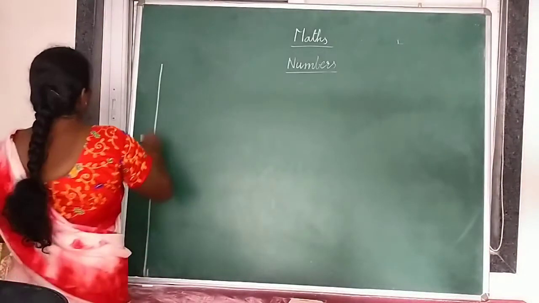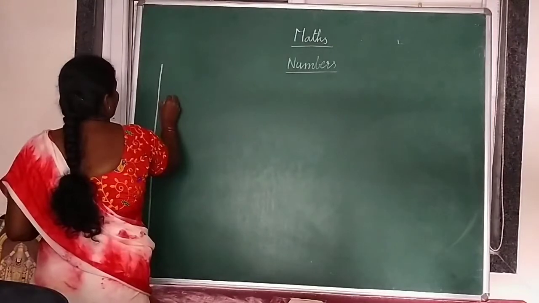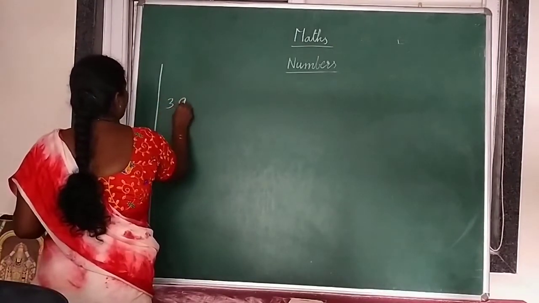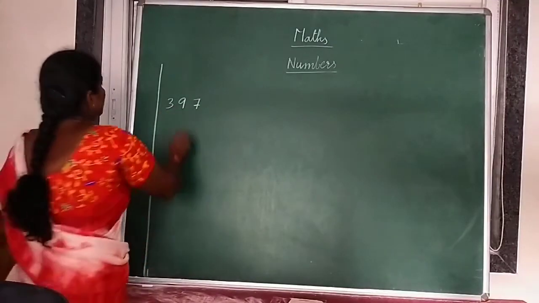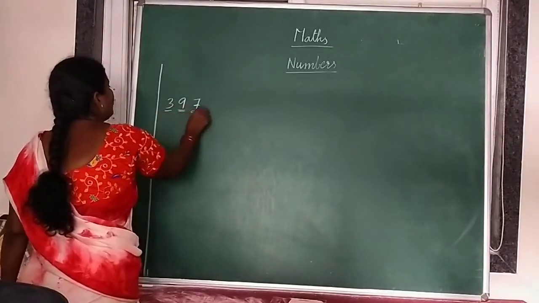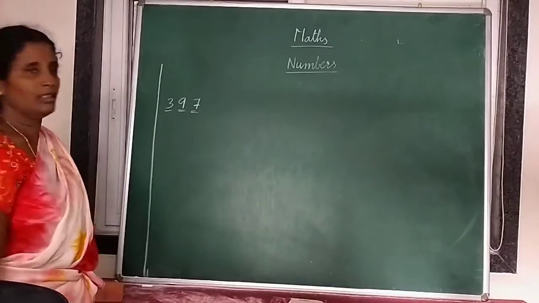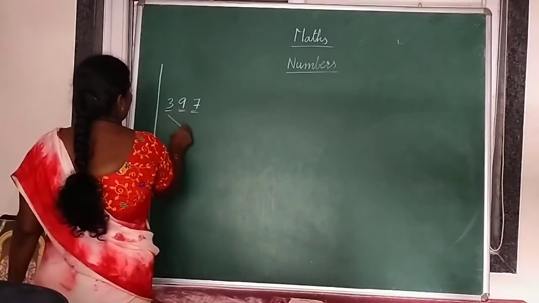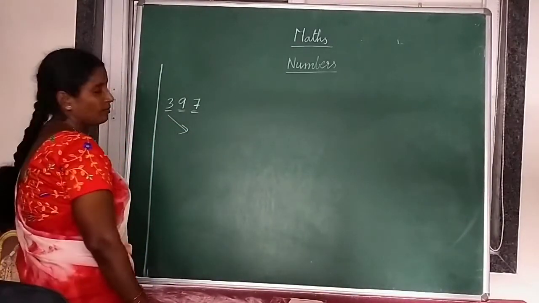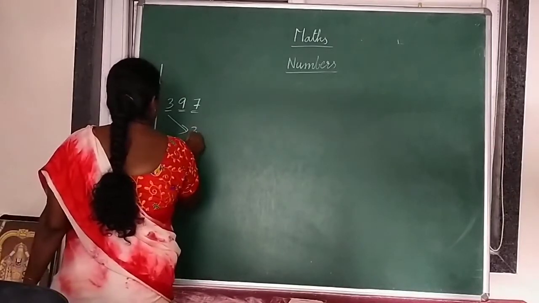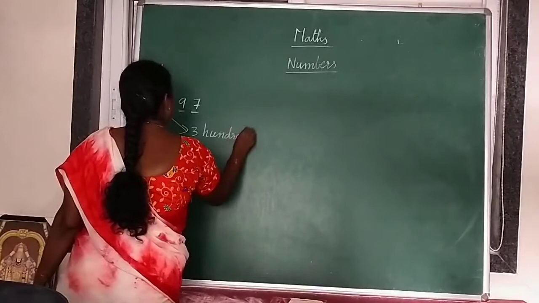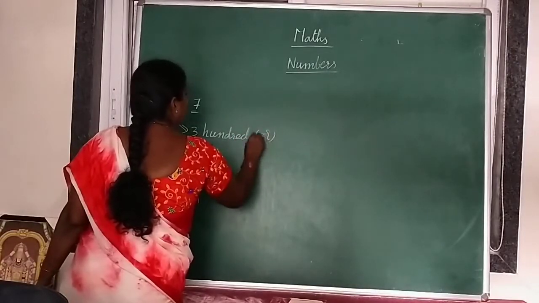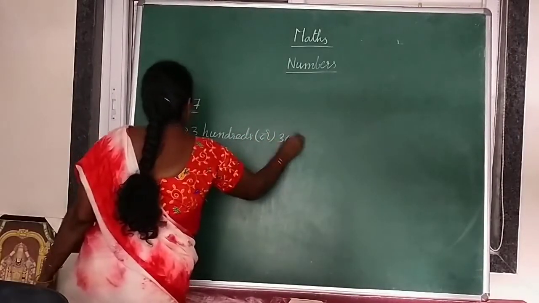Very good. So what are the place values of these numbers? What is the place value of 3, 9 and 7? What is the place value of 3? Yes, the place value of 3 is 300s or 300. Very good.